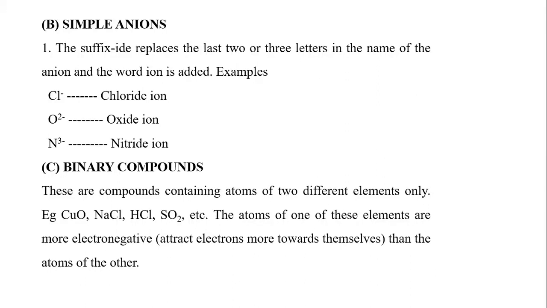It has to be 2 different elements. It doesn't matter the number of atoms. The number of atoms can be 5, can be 10, whatever it is. But the elements must not be more than 2. It must not be 1. It must just be 2 to be called a binary compound.